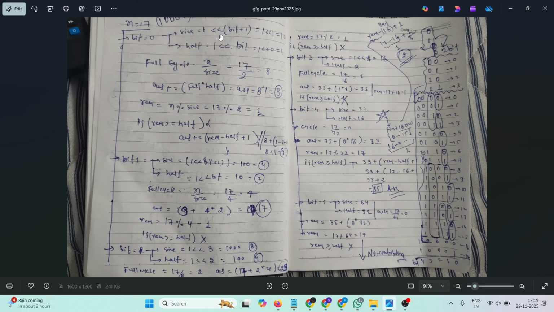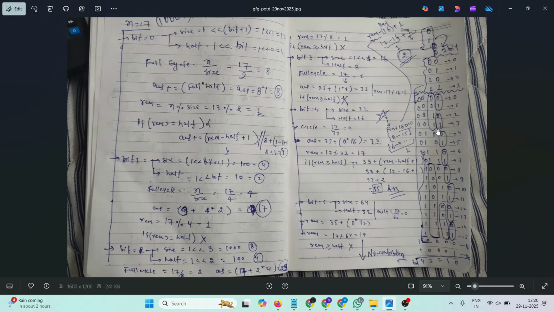For bit 0 the size would be 2, for bit 1 the size would be 4, for bit 2 it would be 8. So I write size equal to 1 left shift of bit plus 1. If bit is 0, then 0 plus 1, that means this will be equal to 2. If bit is 1, then 1 left shift of 2 becomes 4, and if bit is 2, then this becomes 1 left shift of 3, that means 8. Now one more thing: in each packet, half of the size is 0s and half of the size is 1s, like 0 0 1 1.